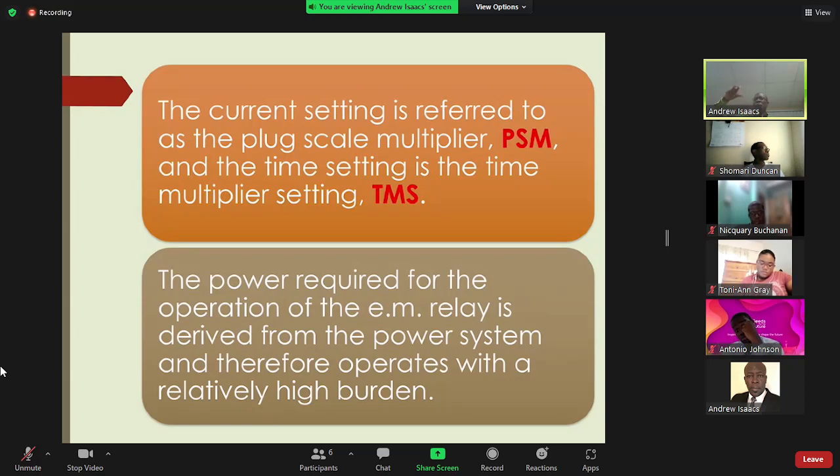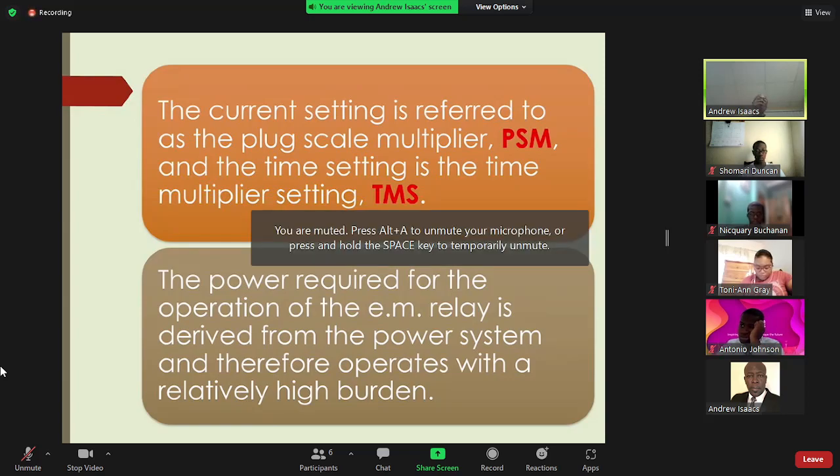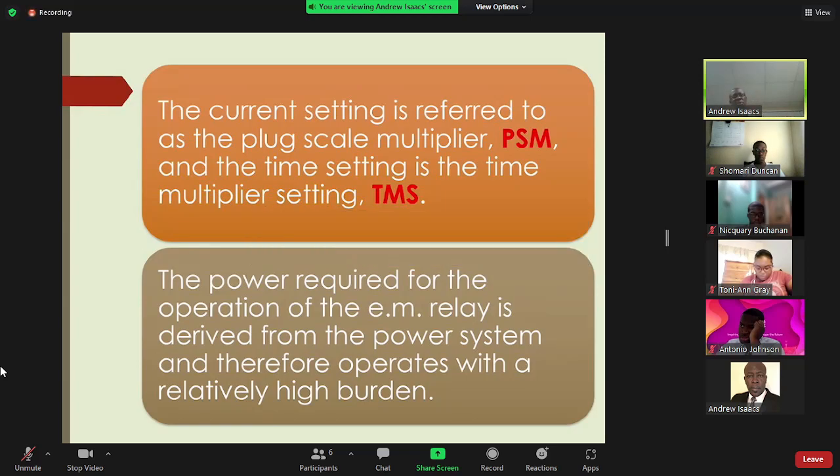But of course, the plug scale multiplier times the nominal current really gives you the tap current or the plug current. All right? And then the time setting is your time multiplier setting. That's a big T. So these are the two values that we are going to need to determine for our overcurrent relay. Once we know that, we set them, the system operates, and based on the settings that we have, it will discriminate as we wish, and that comes through coordination.